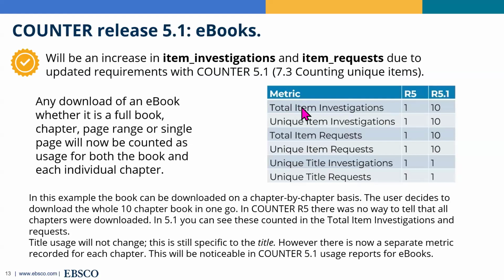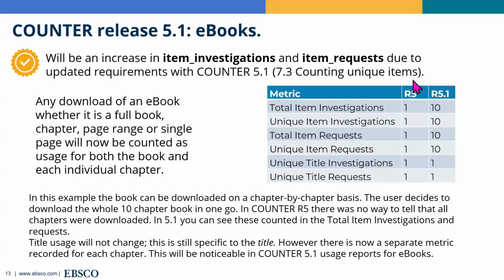And you used to have your sort of total item investigations and unique item investigations and requests. But with COUNTER R5, if a user went into an ebook record and they downloaded chapters, it would only ever be counted as one investigation or one request, right? We couldn't really differentiate if they downloaded chapters in one go, but we now can. So in this case, in 5.1, the user downloaded a book with 10 chapters. So the 10 chapters are logged here under your investigations and your requests, but your title investigations are always one because it's the title of that book.